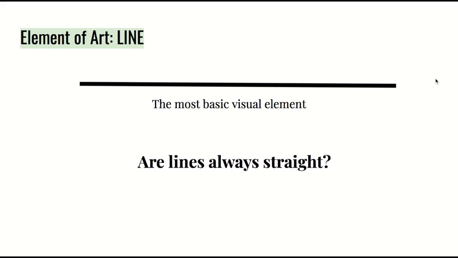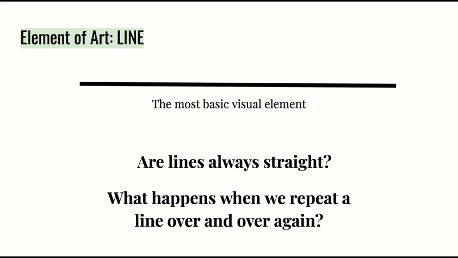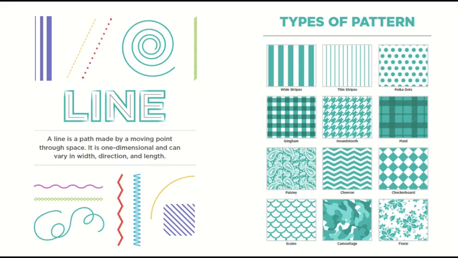Before we start taking a look at lines, I want you to think about two questions. Are lines always straight? And what happens when we repeat a line over and over again? A line is a path made by a moving point through space. It is one dimensional and can vary in width, direction, and length.